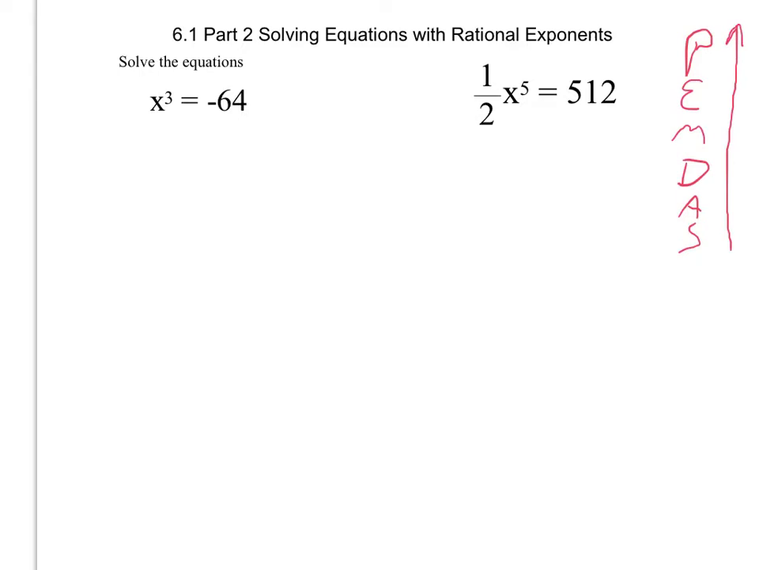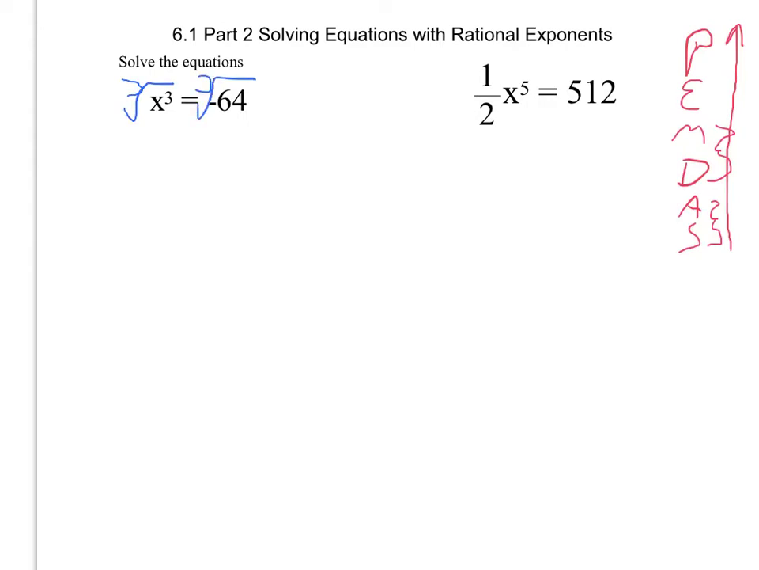Where I am adding or subtracting away from the variable first, multiplying or dividing away from it second, and then going on to that exponent, and then working inside the parentheses last. So this first one, where I have x to the third equals negative 64, I just want to take the cube root. I want to get that x alone because there's no adding or subtracting away from the x. There's no multiply or divide away from it. So I'm just going to work on that exponent. So the opposite of cubing would be to cube root.